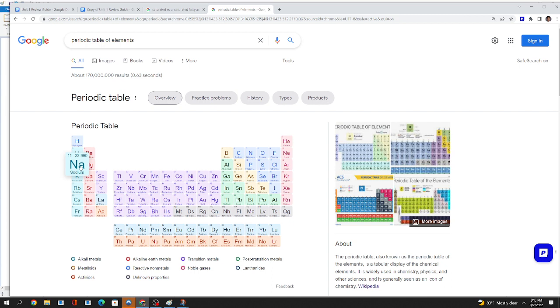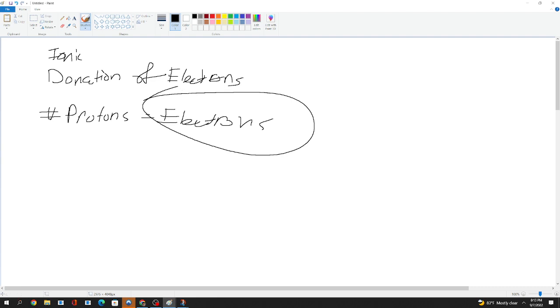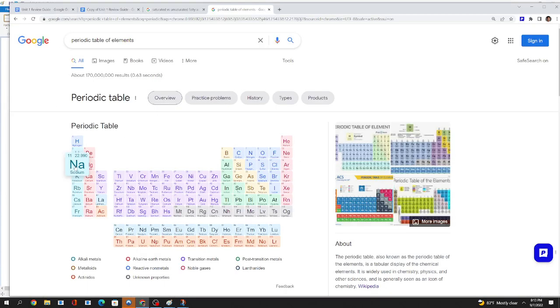In a normal atom, the number of protons equals the number of electrons. But in an ion, I will always be losing or gaining an electron. So when you form an ionic bond, it is going to be between two charged molecules. One of them lost an electron, like sodium, to become positively charged, and the other, like fluorine or chlorine, really any of these on the right that want to become like a noble gas, will gain an electron and become negatively charged because there are now more electrons than protons. So then these two are going to be attracted to each other.